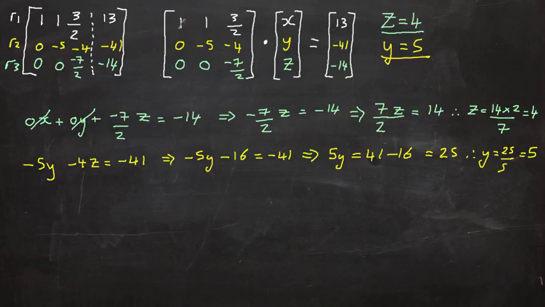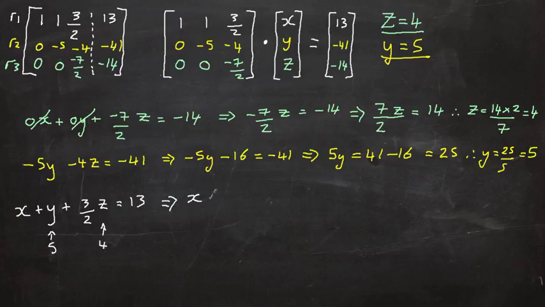So now multiplying this matrix, 1x plus 1y plus 3 over 2z is equal to 13. So instead of writing 1x, we'll just write x, because it's the same thing. X plus 1y, so that's x plus y plus 3 halves, or 3 over 2 lots of z, equals 13. But remember, y is equal to 5, z is equal to 4.